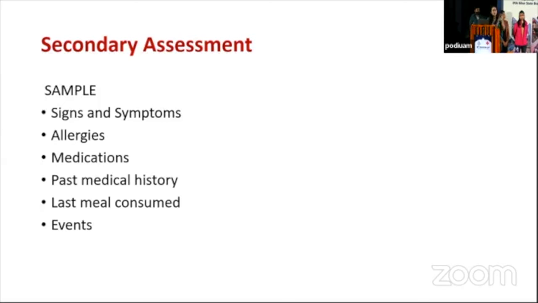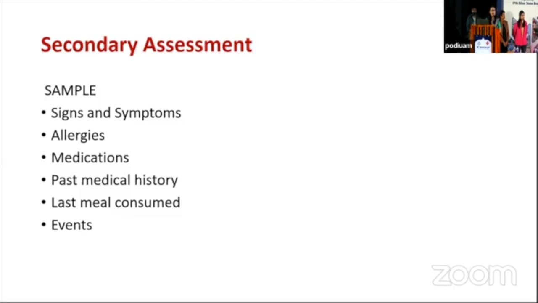First, we have to take a very focused history. If the patient is not unconscious and can give the history, we'll take it from the patient. And if the patient is in cardiac arrest, we will take it from the attendant or the person who has brought the patient. We will take a focused history because we have to gather a lot of information in a very small time period. And the mnemonic SAMPLE helps us in taking that focused history.